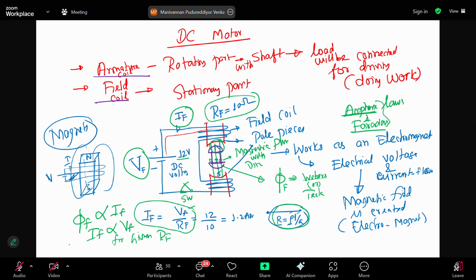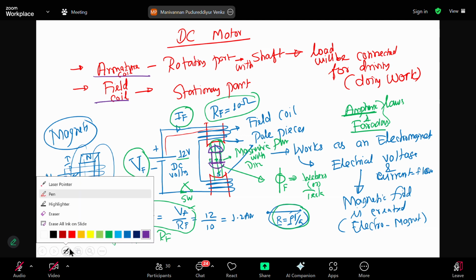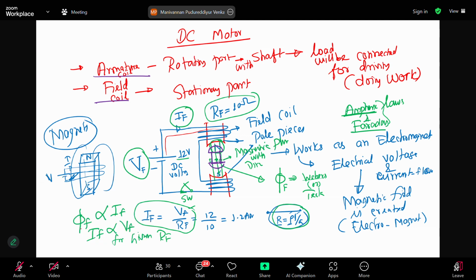And it also has a coil. Please note that it is also an electromagnet. It also has a coil. Okay, so it looks a little clumsy. I can say that again. So again, the armature coil, this is called the armature coil.